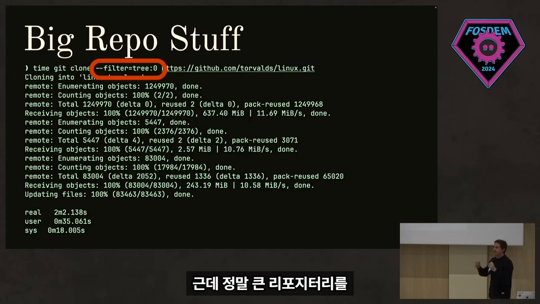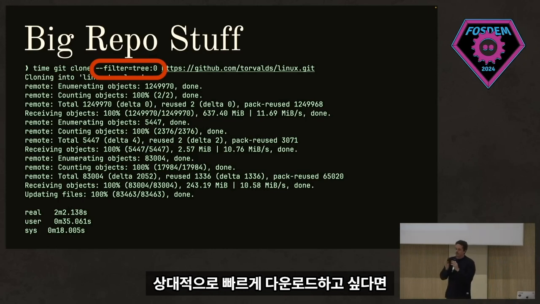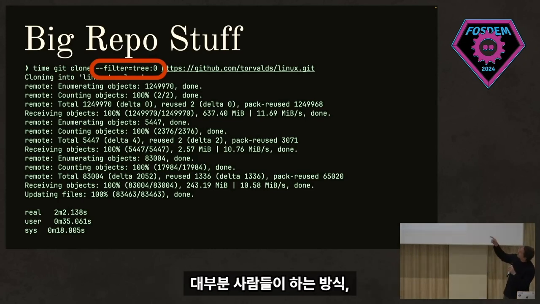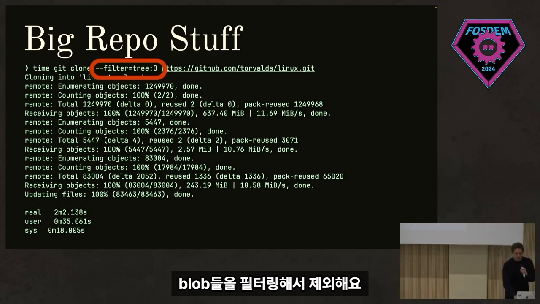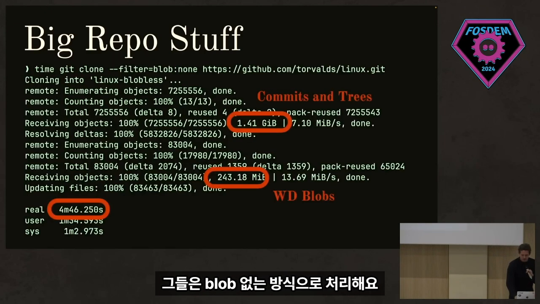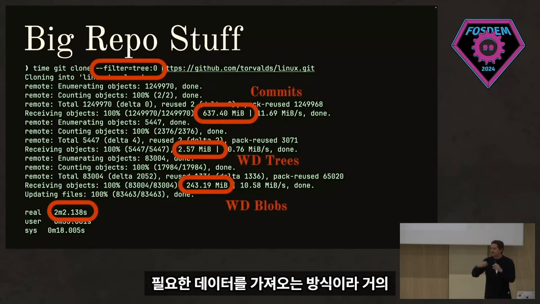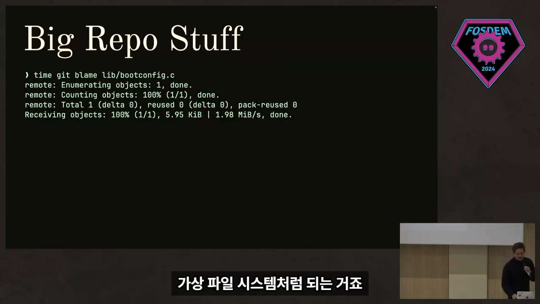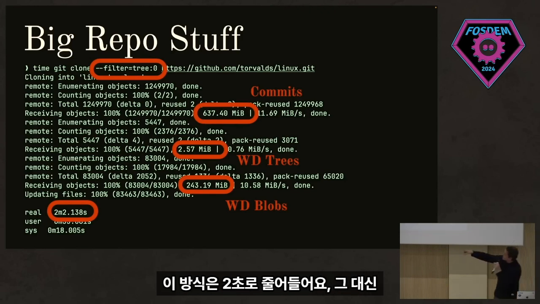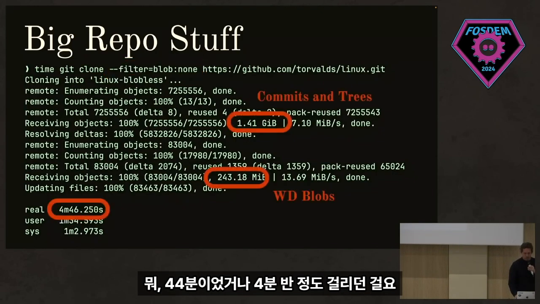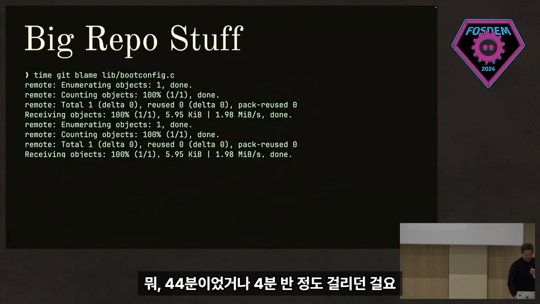But if you want to take a really large repository and make it so that it's a relatively fast download, like if you're working on the Windows repository or something like that, what most people will do, what Microsoft does, is they filter out the blobs. They do this blobless one. And then Git will automatically get new data as it needs new data, right? So it's almost like a virtual file system. And again, this goes down to 2 seconds instead of what, 4 minutes, 4.5 minutes, right?